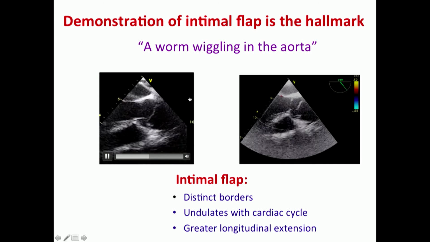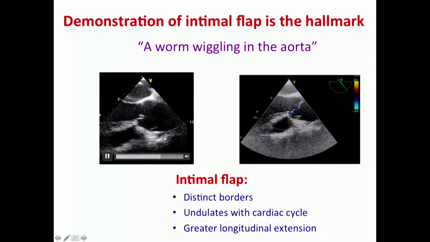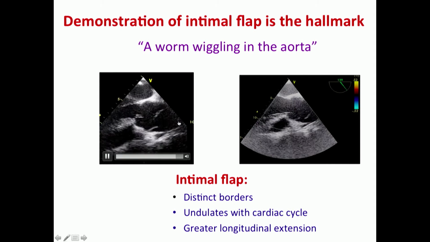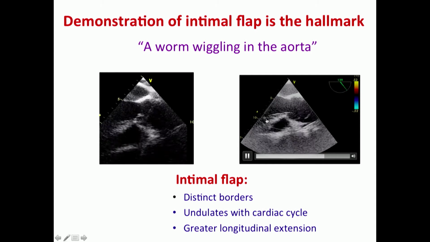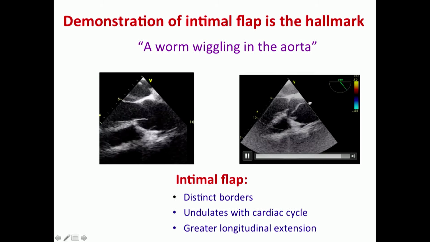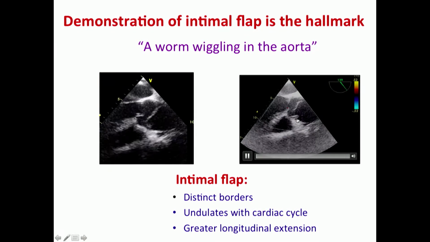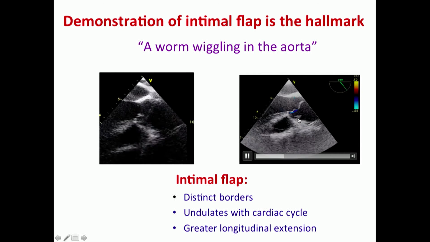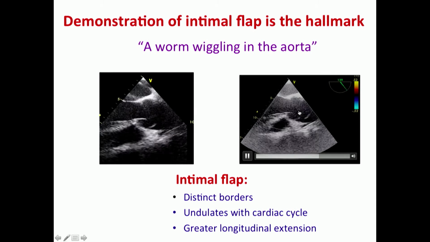As is seen here, this is the mid-esophageal aortic long axis view. This is the aortic valve, left ventricle, and this is with the color flow. If we look at this intimal flap, this is moving freely in the aorta. It has distinct borders. It is undulating with the cardiac cycle, and it has a greater longitudinal extension. The picture is much clearer than what we got in transthoracic echo.